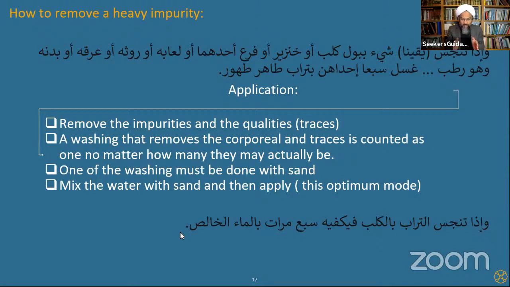So let's look at the application now. That was a tangent point. Let's look at the application. A dog comes along and the dog licks you. What do you have to do? Number one is you must remove the impurities and the qualities. In other words, the traces of the impurities.